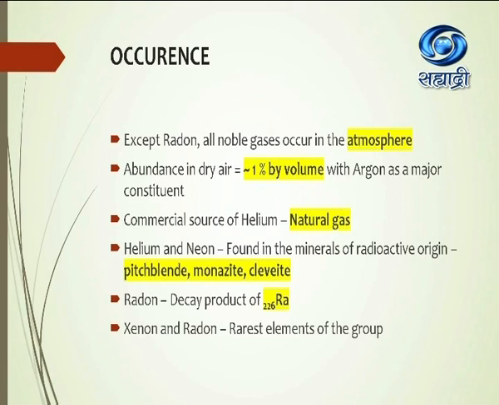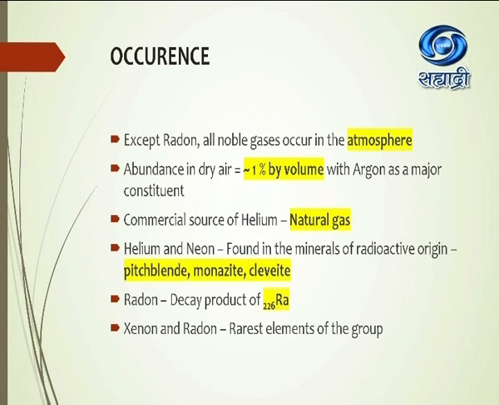Commercial source of helium is natural gas. Natural gas is much rich with helium. So that is also considered as the commercial source of helium. Helium and neon are also found in the minerals of radioactive origin. So here are some of the minerals which are listed out: pitchblende, monazite, cleveite. Now these are radioactive minerals which also contain helium and neon, these two gases.